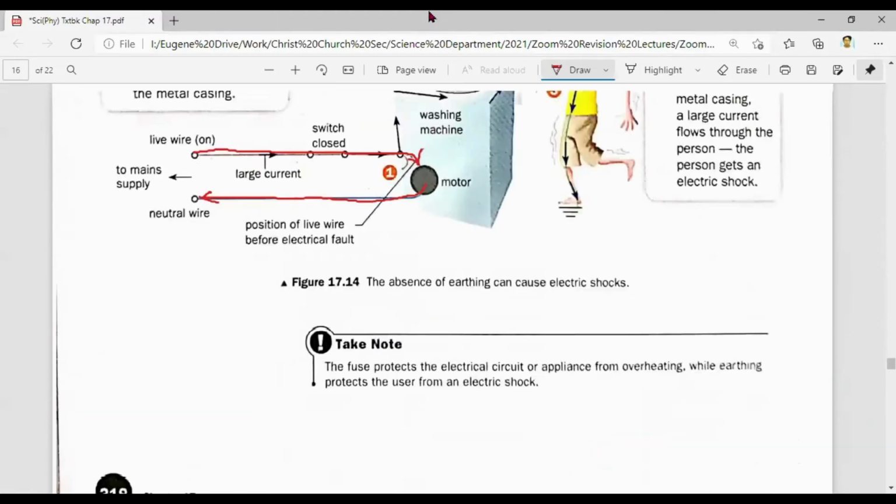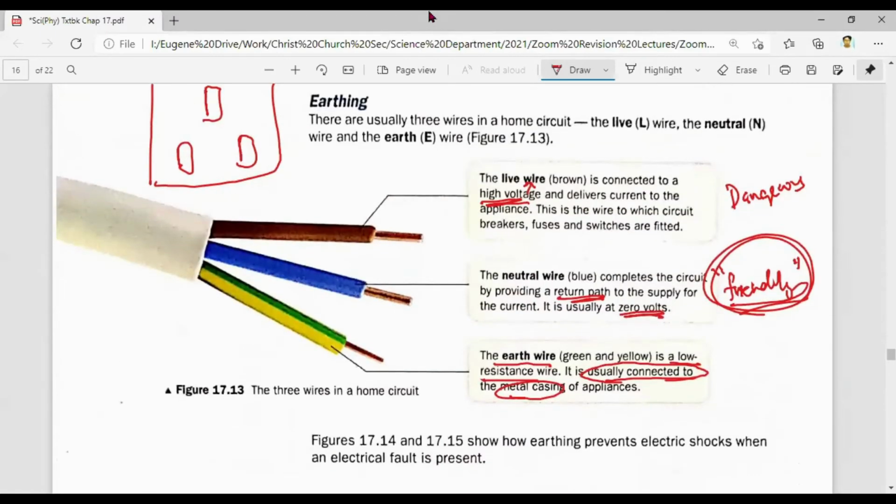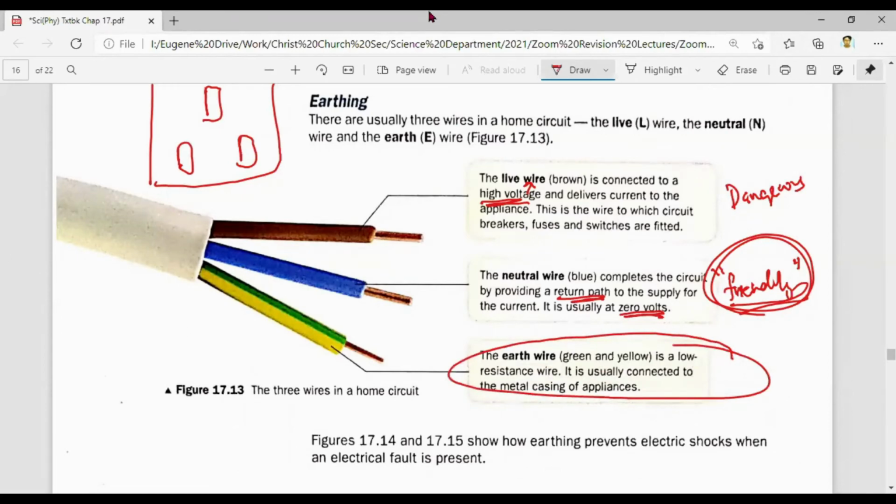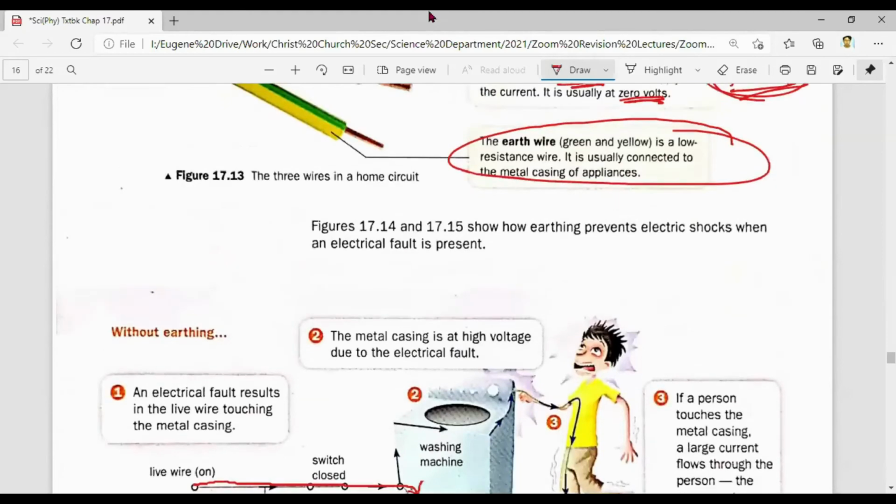So if I go back here, you realize, what did they say in the description over here? The earth wire is a low resistance wire. It's very important to write this down. Whenever you need to answer exam questions, they ask you what's the earth wire, you must say that the earth wire is a low resistance wire. It's usually connected to the metal casing. So this is very important whenever you need to describe earthing or earth wire.